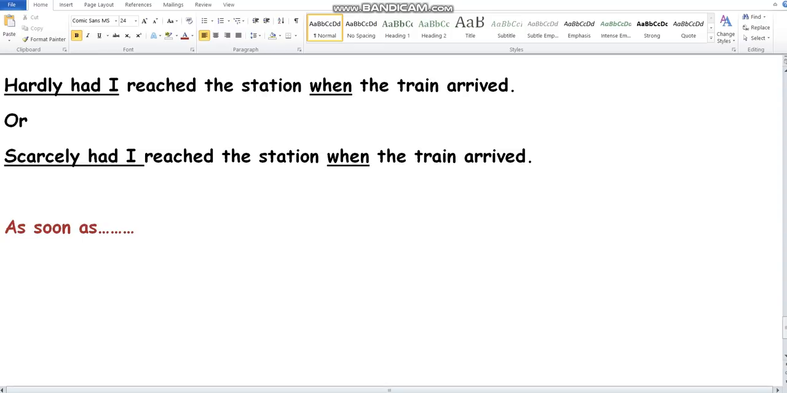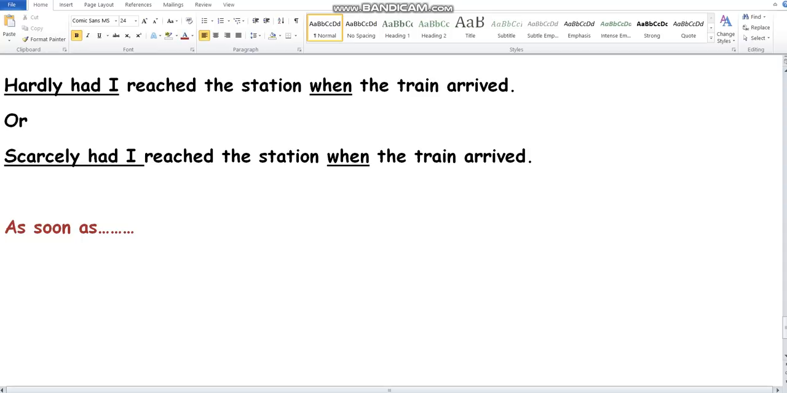We now come to the last part of today's class, that is as soon as. You may be asked to convert a no sooner sentence into as soon as, or vice versa, or begin a no sooner or as soon as sentence with hardly. So you need to understand the conversion and you need to practice the sentences.